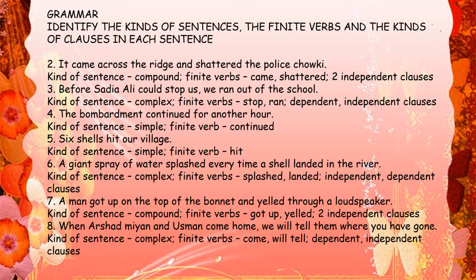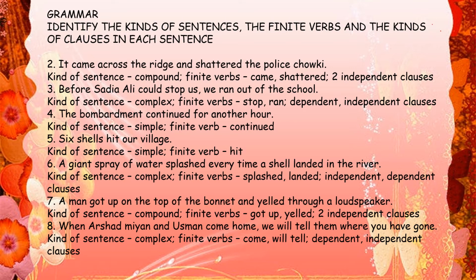Now, third one. Before Sadiq Ali could stop us, we ran out of the school. So, kind of sentence, it is complex because it is not "and" or "but", it is "before". In the sentence, the word is "before". So, it is complex sentence. Then, the finite verbs: stop, run. Both are finite. Then, one is dependent clause and one is independent clause. The first part is dependent clause and the second part is independent clause.